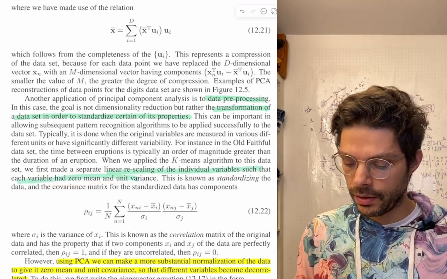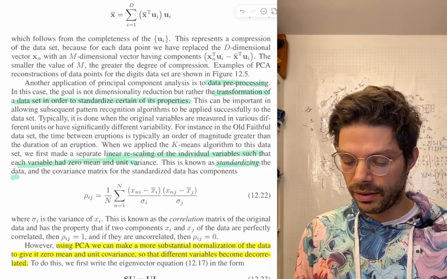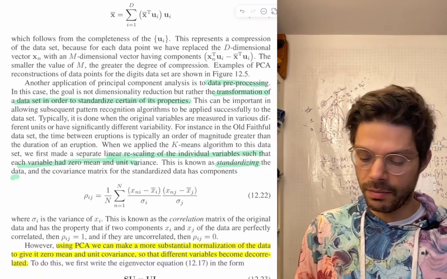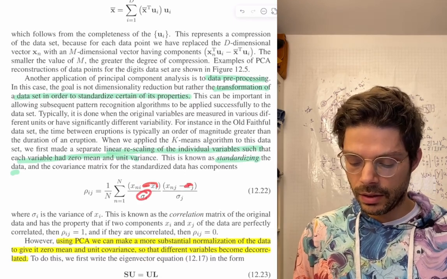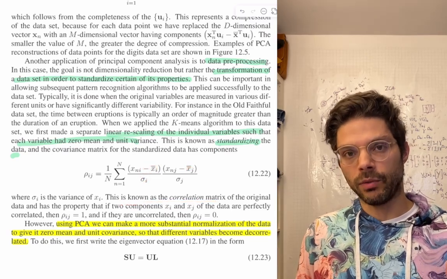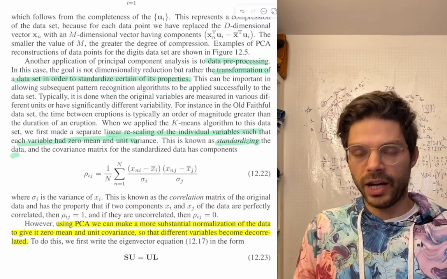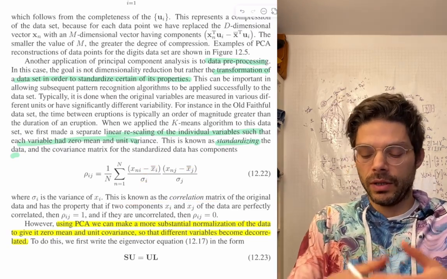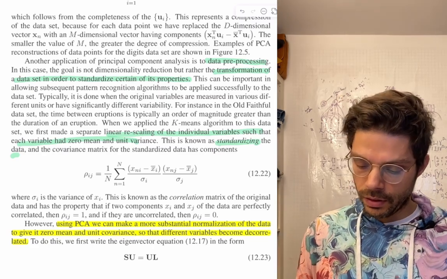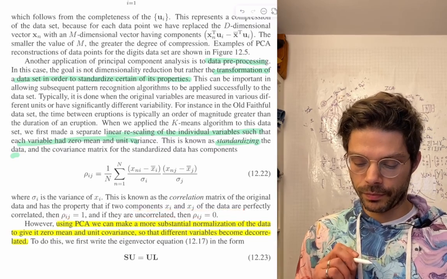Okay, so this is what we did, standardizing the data set. And the covariance matrix for the standardized data has components like this, right? This is the mean subtracted divided by the standard deviation. And this is known as the correlation matrix, right? So it's going from -1 to 1. 1 means they're perfectly correlated, -1 means they're perfectly anti-correlated, and 0 means they're uncorrelated.